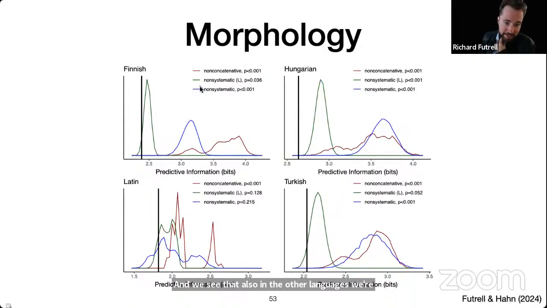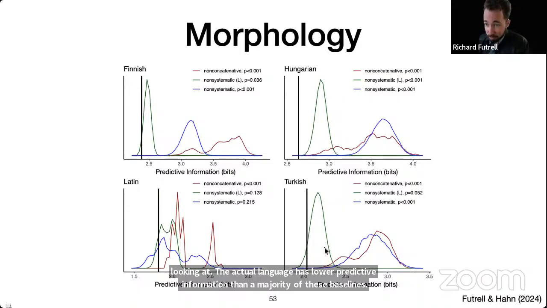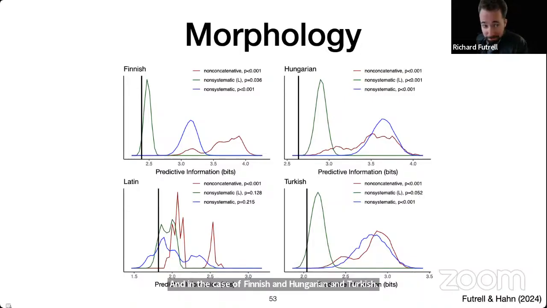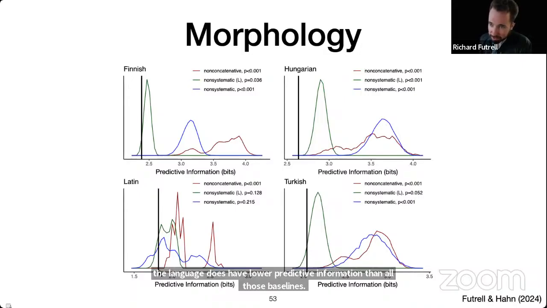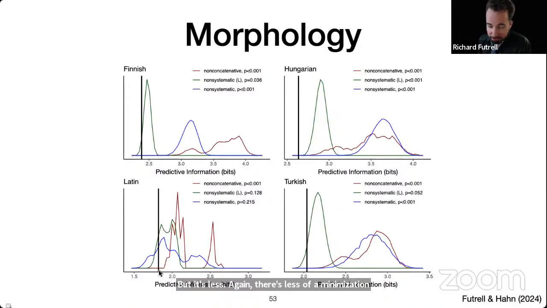And in the case of Finnish and Hungarian and Turkish, the actual morphology is nice and agglutinative, with vowel harmony, again, with all of those cases. And we see a lot of minimization with respect to the baselines there. In Latin here, again, the language does have lower predictive information than all those baselines, but there's less of a minimization effect here, just like we saw in dependency locality.